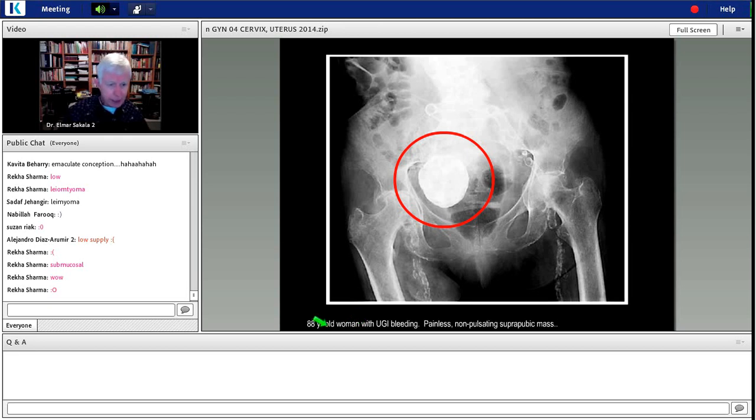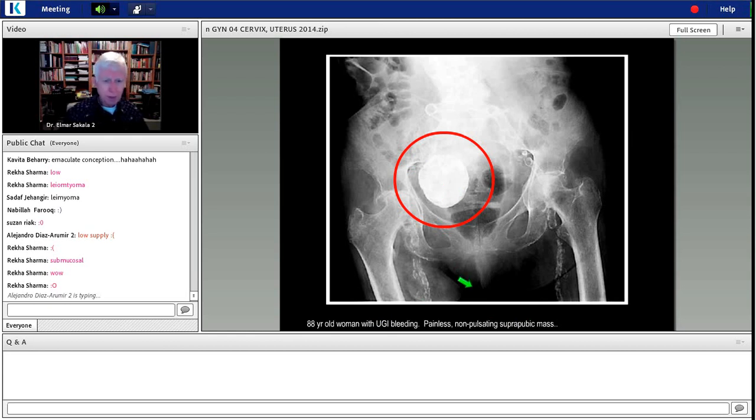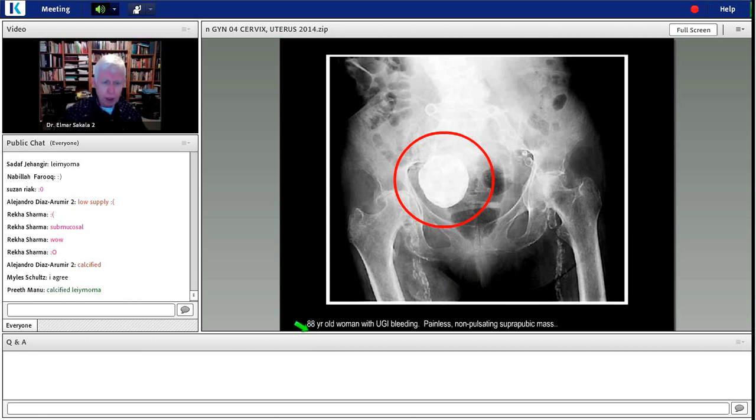This is an interesting case, an 88-year-old woman who was in a nursing home who was brought to the emergency department with upper GI bleeding. They did a flat plate of the abdomen. They looked and saw this round, homogeneous, painless, non-pulsating suprapubic mass. What do you think it is? I think it's a calcified leiomyoma. Now, she's 88. When do you think she was pregnant? It's got to be at least 40 years ago, probably, maybe even 50 years ago. And it's just sitting there, not causing any problem. Just leave it alone.